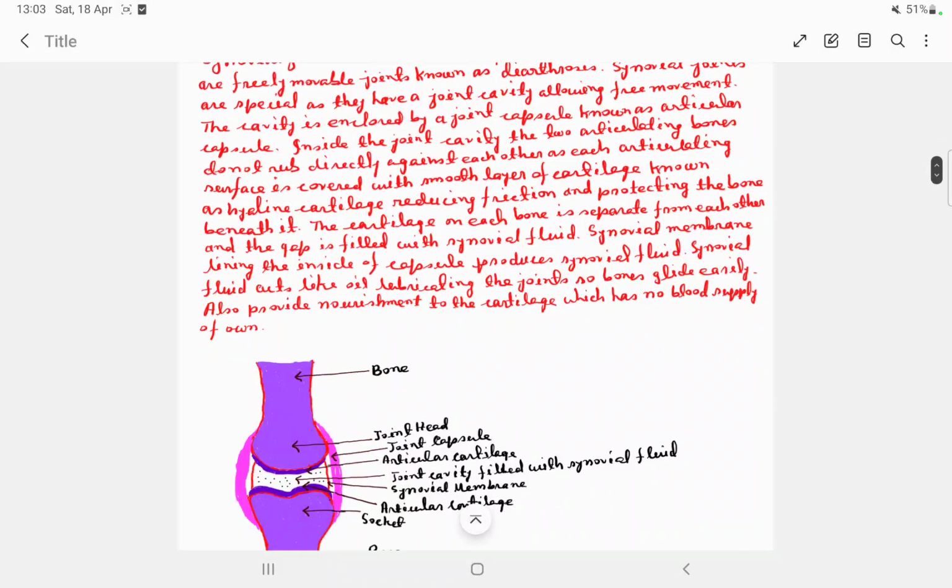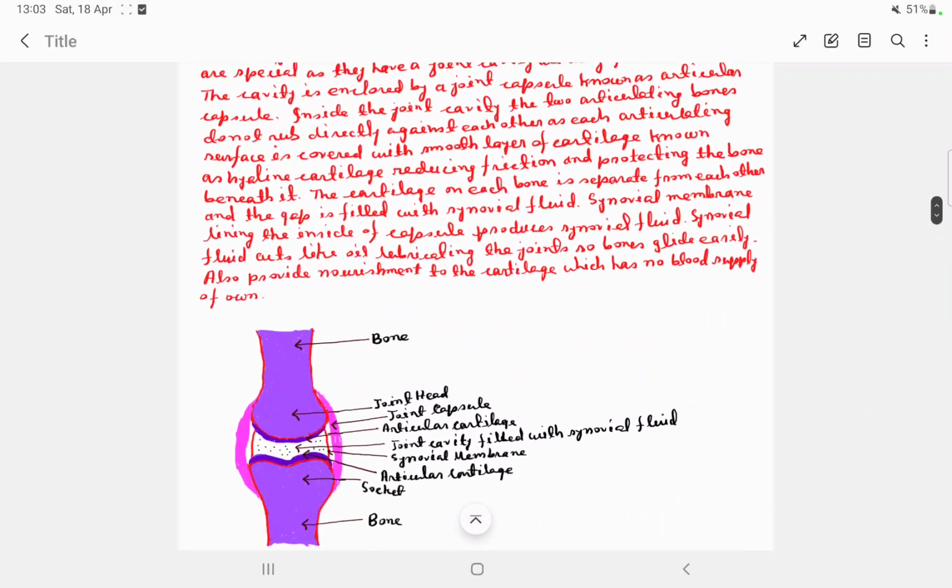Inside the joint cavity, the two articulating bones do not rub directly against each other, as each articulating surface is covered with a smooth layer of cartilage known as hyaline cartilage, which reduces friction and protects the bone beneath it. The cartilage on each bone is separate from the other and the gap is filled with synovial fluid. The synovial membrane lining the inside of the capsule produces synovial fluid. Synovial fluid acts like an oil which lubricates the joint so bones glide easily, and also provides nourishment to the cartilage, which has no blood supply.